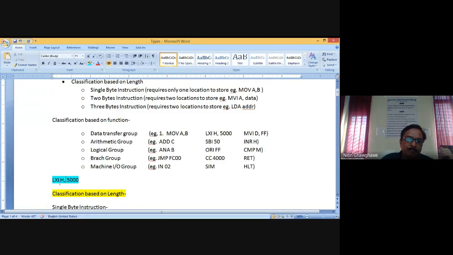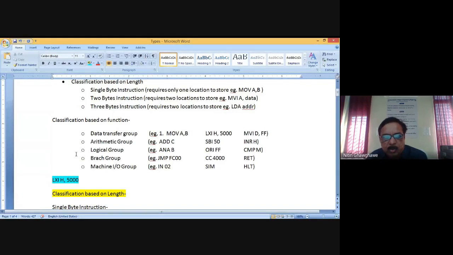It is basically categorized. In fact, 2 important features can be mentioned for this instruction. Number 1 is that this is the instruction which is 3 bytes in size. Okay, this is an instruction of 3 bytes. The type of this instruction is a 3-byte instruction. In other words, in order to store this instruction, the total number of bytes required is 3. Okay, this is number 1.